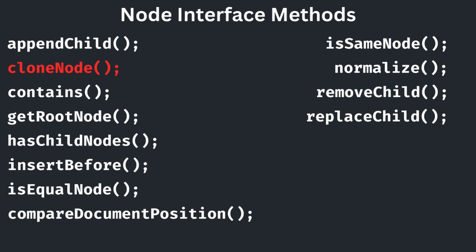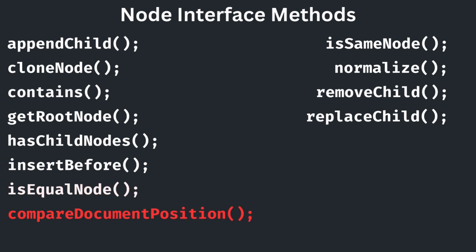cloneNode means just clone an existing node. contains checks if a node contains another node. getRootNode returns the root node of the specified node. hasChildNodes checks if a node has any child nodes. insertBefore inserts a node before a reference node as a child of a specified parent node. isEqualNode checks if two nodes are equal.